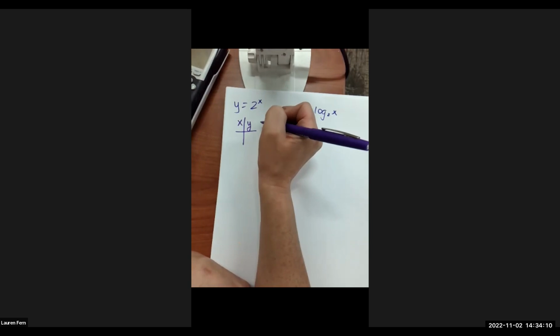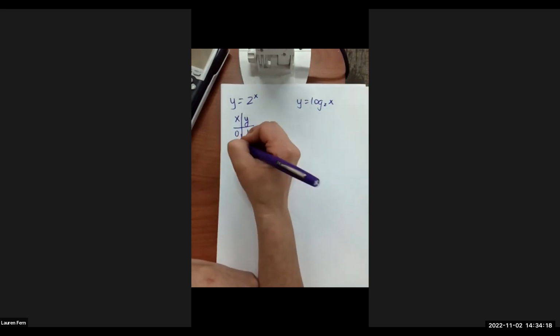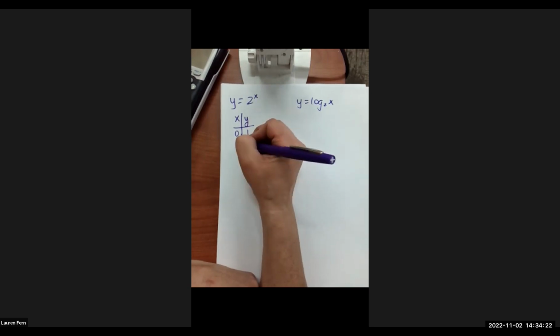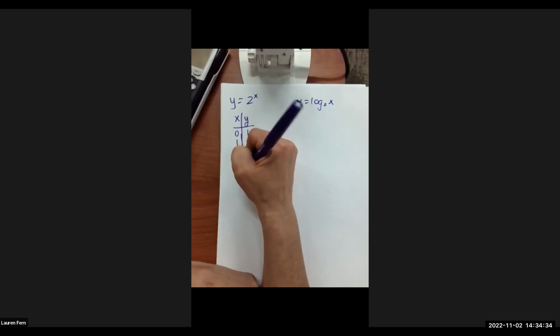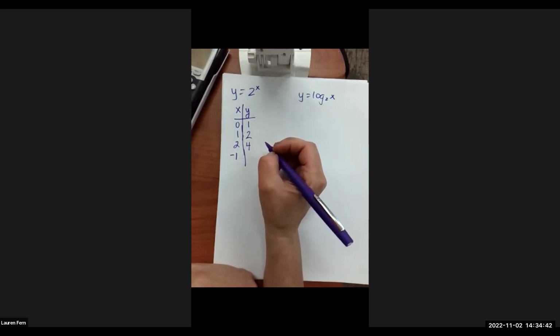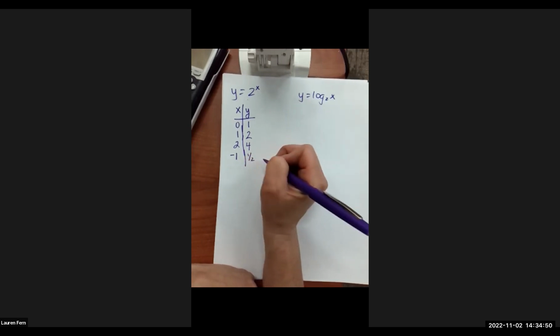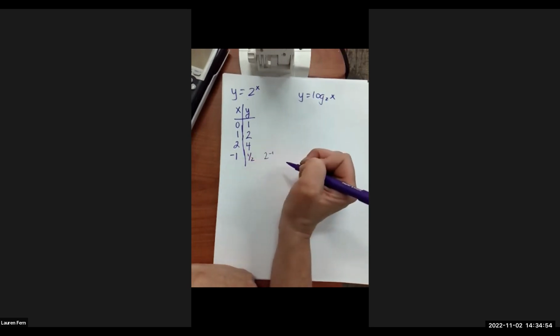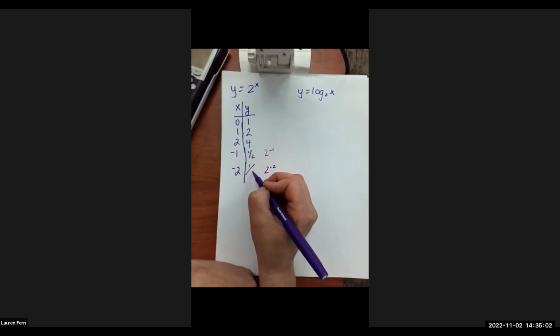Let's just take some values here and plug them in. If I take x equals 0, what's 2 to the 0 power? 1. If I plug in x equals 1, what comes out? 2. If I plug in x equals 2, what is 2 squared? 4. And we could keep going. Let's plug in -1 now. What is 2 to the negative first power? Good, 1/2. Right? 2 to the -1 is 1 over 2 to the first. What if I plug in -2? What's 2 to the negative second power? 1 over 4. Right? Because it's 1 over 2 squared.